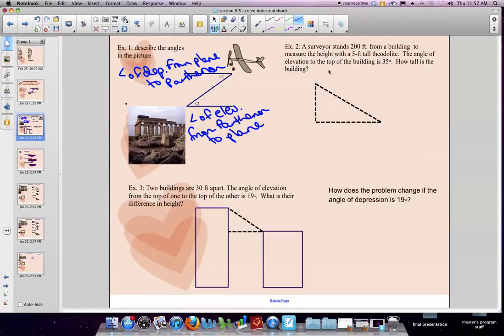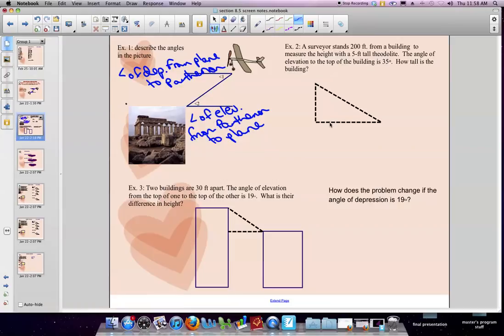All right, now we're going to get into problems where we actually use those. Okay, this example says a surveyor is standing 2 feet from a building and he wants to measure the height of the building, and he's got a 5-foot tall theodolite, which is a figure that allows you to measure angles. Okay, the angle of elevation that the surveyor is seeing to the top of the building is 35 degrees, and they want to know how tall is the building.